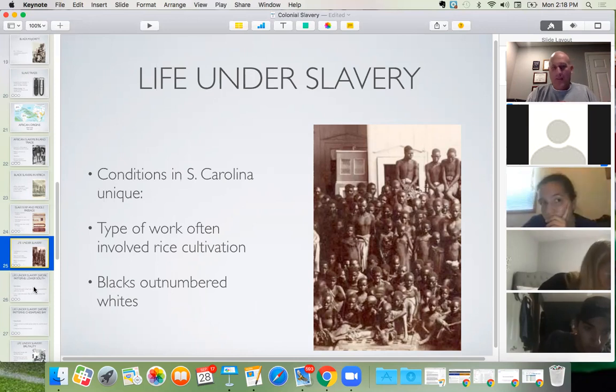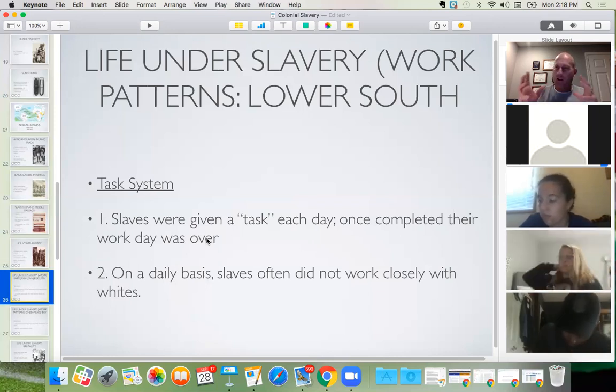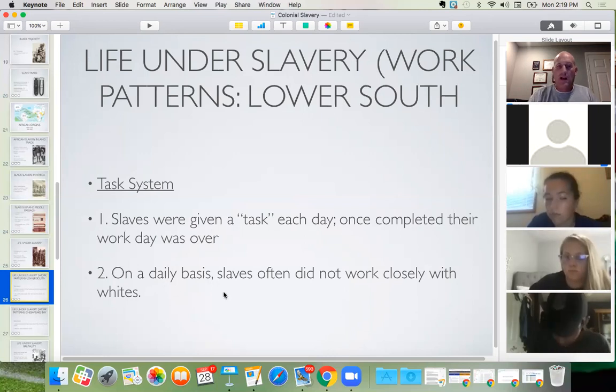So what happens? What types of systems are put in place? One is the task system, okay? These are work patterns that tended to exist in the lower South, and maybe the lower parts of South Carolina as well. I'm talking about some other southern states in general here, but slaves were given a task each day. Once completed, their task was over. So that was not as bad a system, okay? On a daily basis, slaves often did not work closely with whites. So the task system is, okay, here's your task, get it done, and then you're done.